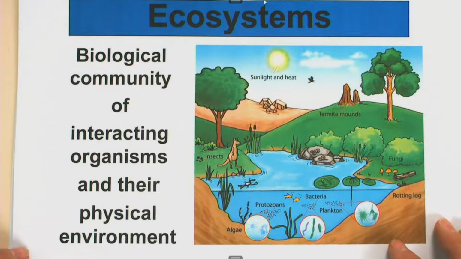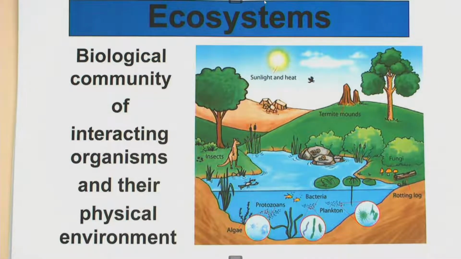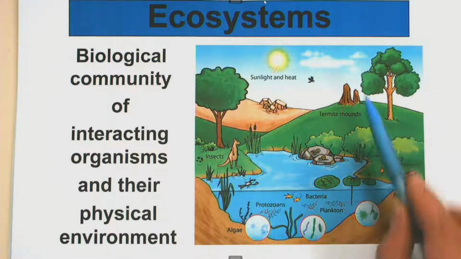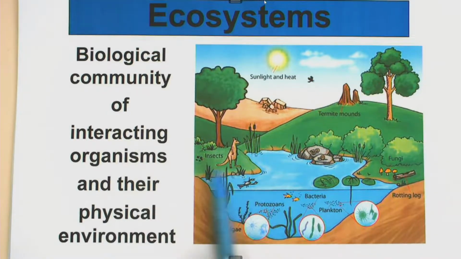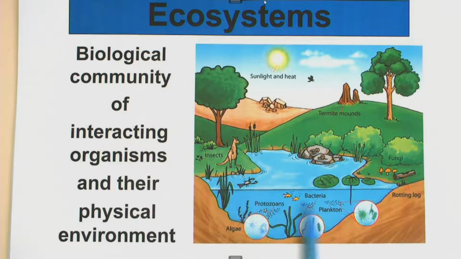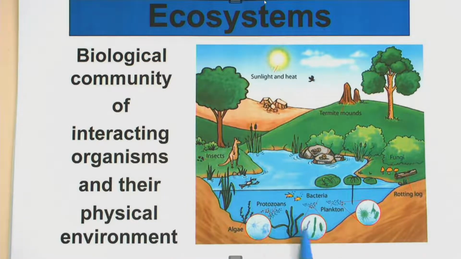Ecosystems. Ecosystem is a system, ecology system. Ecology is the study of the environment. So this is the system of the environment. Have a look. Biological community of interacting organisms and their physical environment. Here you can see we have trees, we have the atmosphere, the sun. Here's a kangaroo. They talk about insects, protozoans, bacteria, plankton, those that you can't see with the naked eye.